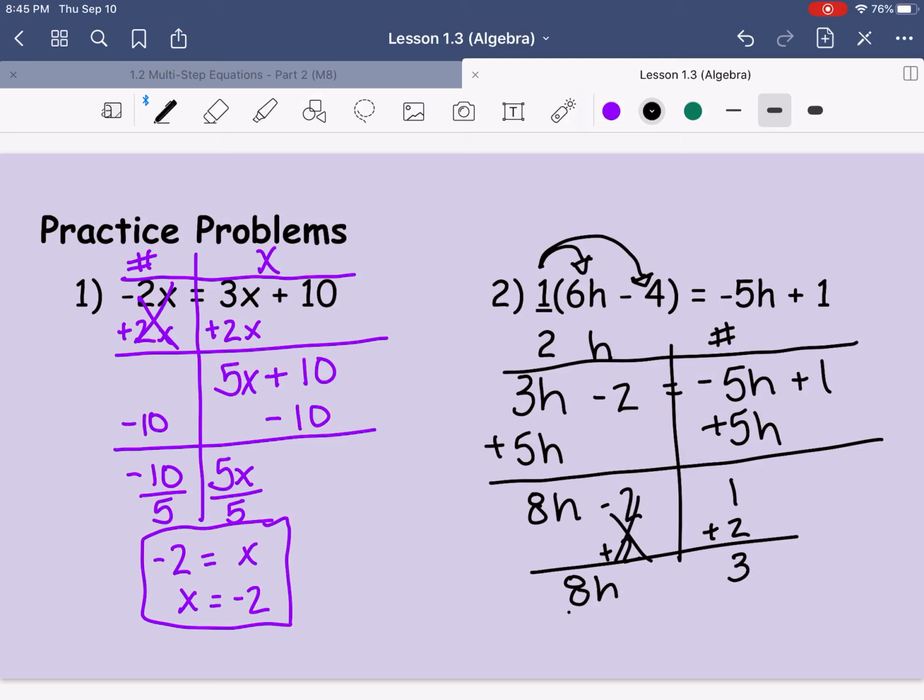My final step, dividing by 8 on both sides to get my h by itself. My h is equal to 3/8. And you can leave fractions in their form as long as they are reduced. You don't have to turn them into decimals or anything silly like that. You're good.